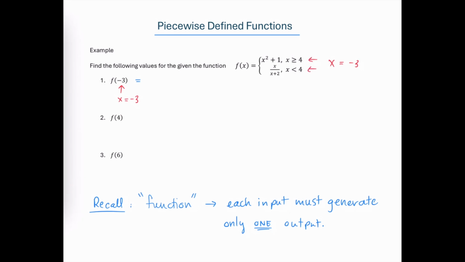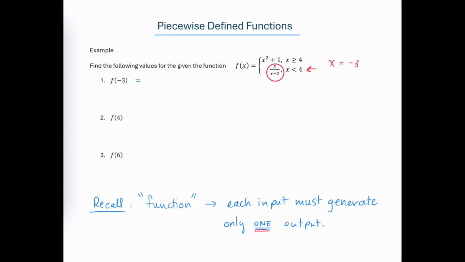plugging into. Since x is equal to -3 is less than 4, we'll plug -3 into the bottom piece. Remember, we can only have one output, so we can't plug it into both pieces. We have to decide which one is appropriate, and that's based on the x value that we're plugging in.